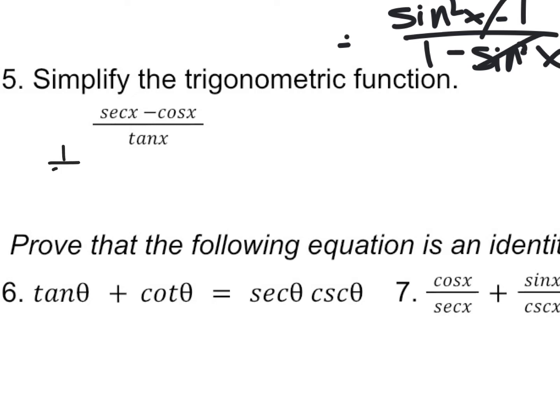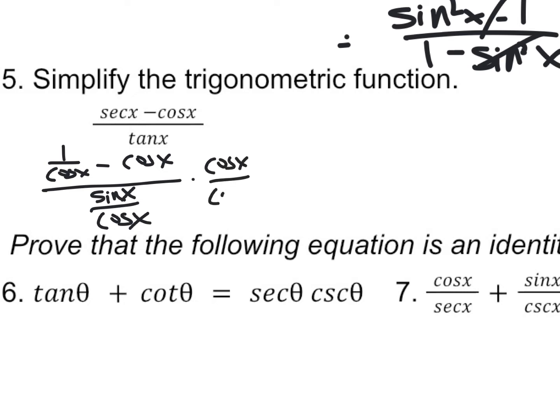Secant is 1 over cosine, and cosine is just cosine. And then tangent in my denominator is also, well, it's sine over cosine. So now if I look at the fractions in the fraction, the denominator is cosine. So to get rid of the fractions in a fraction, I'm going to multiply the top and bottom, every single term by cosine.